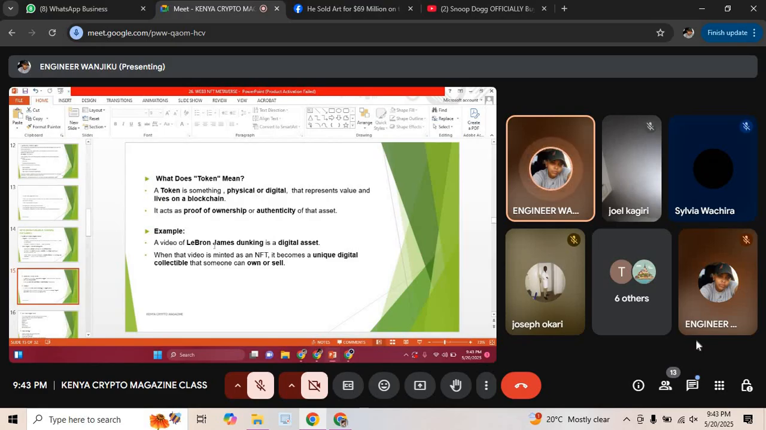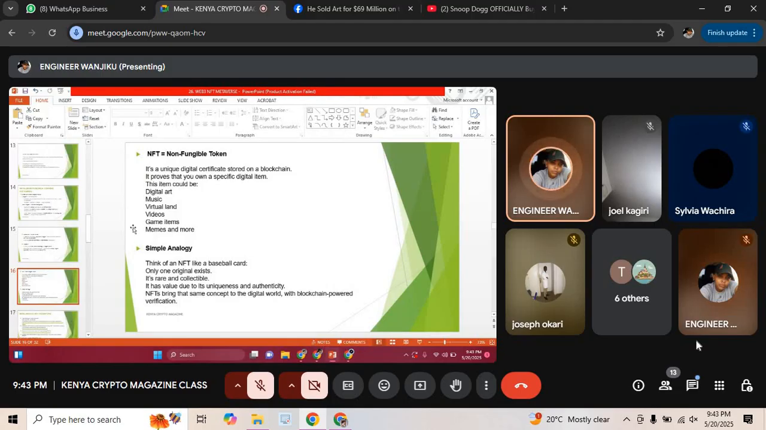Example, a video of LeBron James dunking. Dunking, that action of throwing the ball into the net, is a digital asset. So when that video is minted as an NFT, it becomes a unique digital collectible that someone can sell or own. So in short, NFT means non-fungible token, and it is a unique digital certificate.